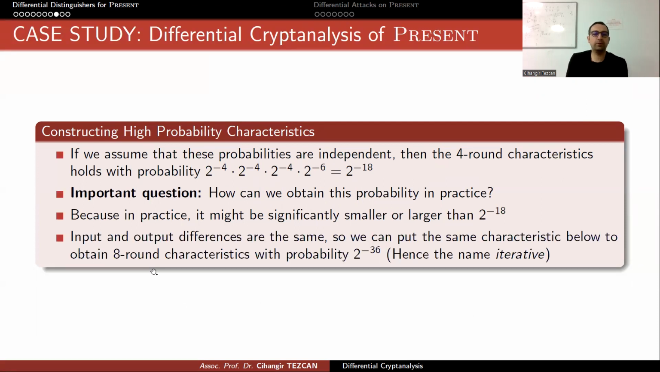Okay, so input and output differences are the same for this example. So we can put the same characteristic below to obtain an 8-round characteristic with probability 2 to the minus 36. This is why we use the name iterative. If you put it again below this 8-round, now you obtain a 12-round characteristic, but the probability will now be 36 plus 18, so it will be 2 to the minus 54, right?